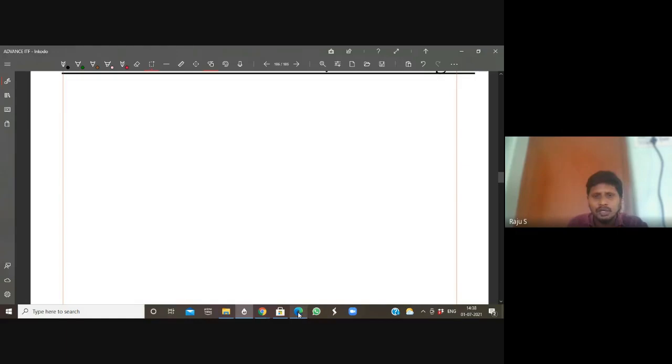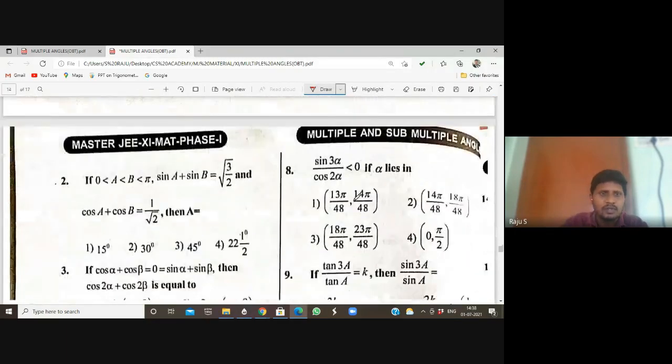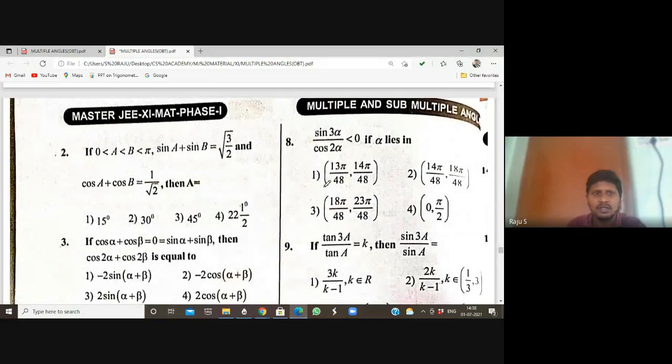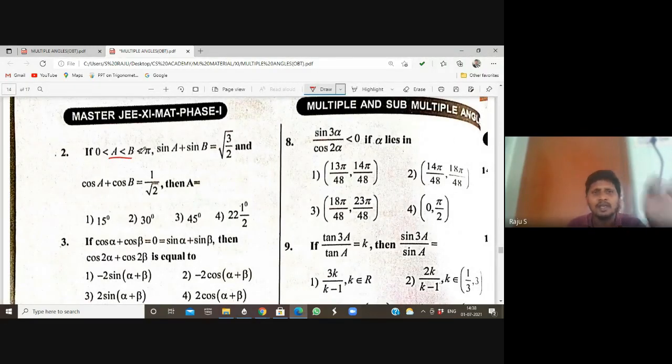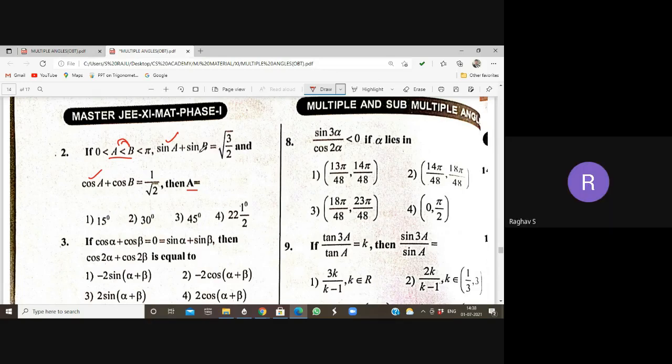Right. Coming to the second question. All of you observe the second question. Angles A and B lie in the first and second quadrant. Here A must be lesser than B. Remember that condition. And sin A plus sin B is equal to root 3 by 2, cos A plus cos B is 1 by root 2. Then what is the value of angle A? Sin A is there, cos A is there. To get sin square A plus cos square A, what to do here? Square both equations and add.